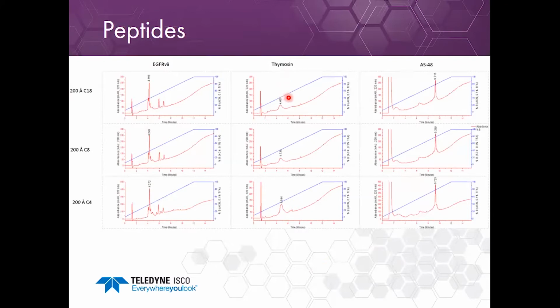Thymosin, you see the same trend, 4.4 minutes, 4.73, and 4.8 minutes as we go to the smaller chain. AS48, 9.2 minutes, 9.29, and 9.72 minutes with the small chain. So for all of these peptides that have different chain lengths, you can see that they have somewhat different polarities as well. The AS48 does elute much later in the gradient than do the other peptides. It's a little less polar. But for all of them, the shorter chain length causes better retention.